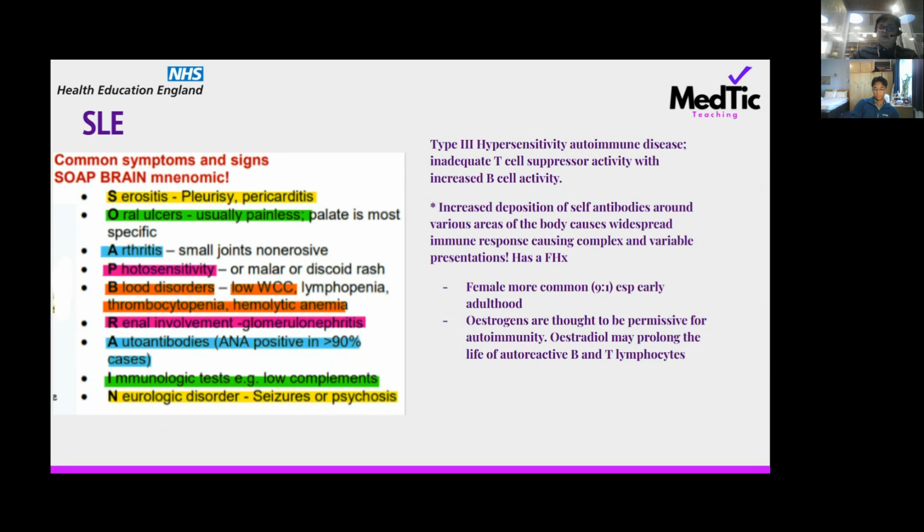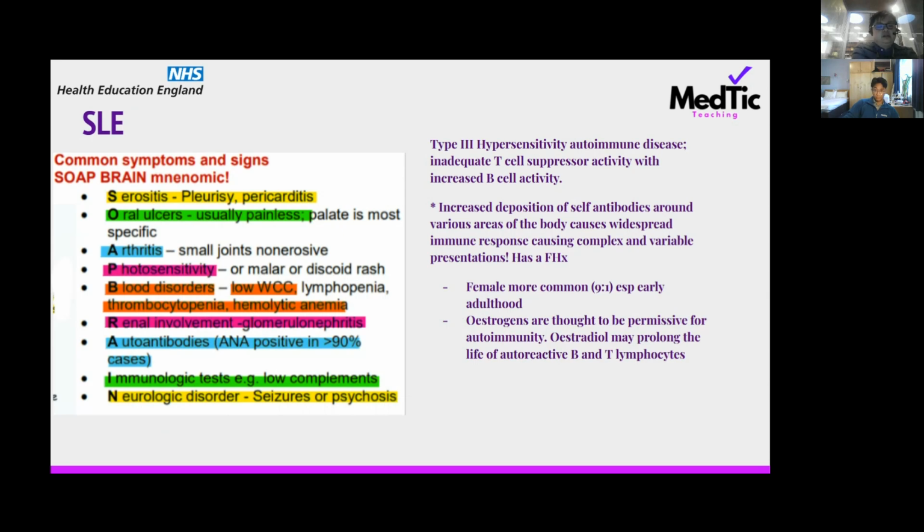So, what is SLE? It's a type 3 hypersensitivity autoimmune disease, which means you have loads of antibodies being deposited throughout many different parts of the body, causing an increase in B cells activating and T cells also going. So, you're going to have widespread inflammation, widespread immune response to areas that don't even need it, which is why it's classed as an autoimmune disease. It's quite common in females because it's quite linked to estrogen being a driving factor for autoimmunity.